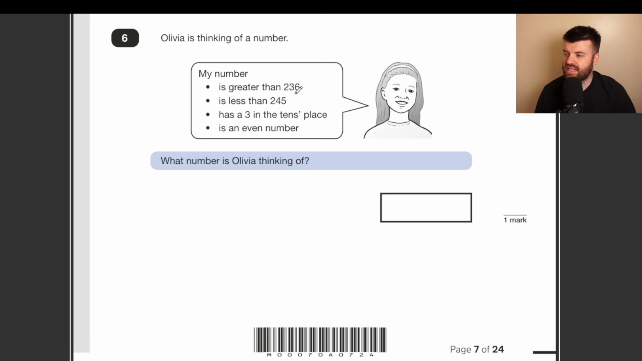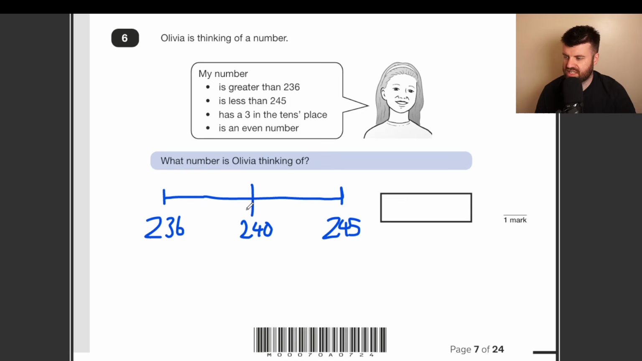My number is greater than 236. Okay, so 236 on a number line, it has to be bigger than that. But it's less than 245. So the longest end up here is 245. Has to be something in the middle. It has a 3 in the tens place. Okay, so 240, it can't be. So it has to be something in between these numbers now. So it's either 237, 238, 239. It's only those ones.